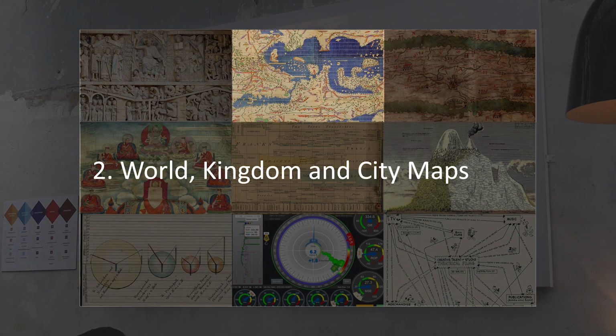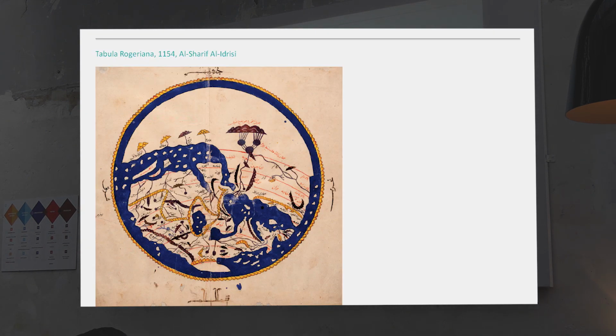And I propose that maps fulfill three major functions. World maps show us the relationships among the parts of the known world. And the known world can be of any size, depending on which group is talking about the world that they know.